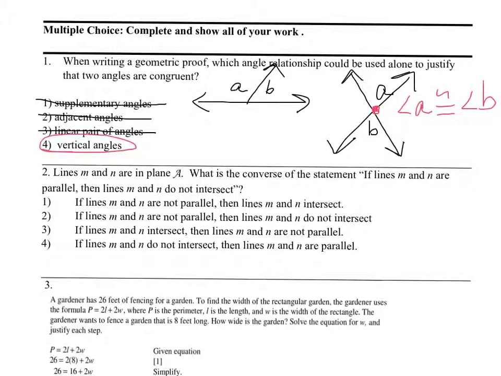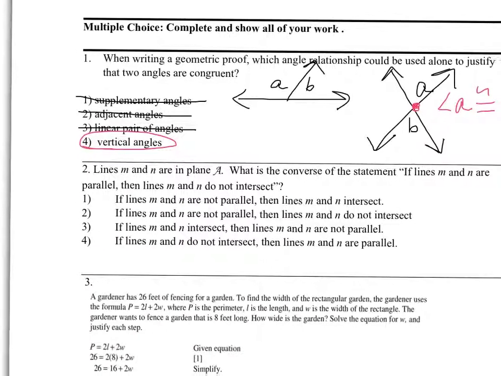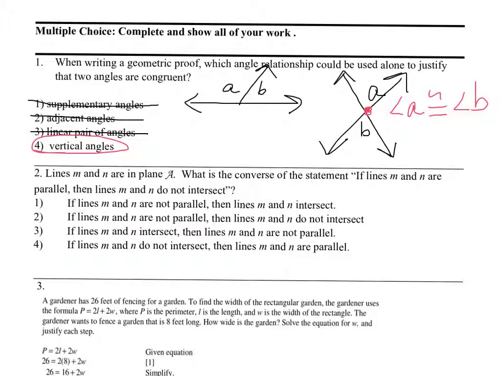Question number 2. Lines M and N are in plane A. What is the converse of the statement? And here's the statement. It says, if lines M and N are parallel, then lines M and N do not intersect. The converse says very easily, if Q, then P. So we just need to flip it around. So we're looking for the one that has been switched.